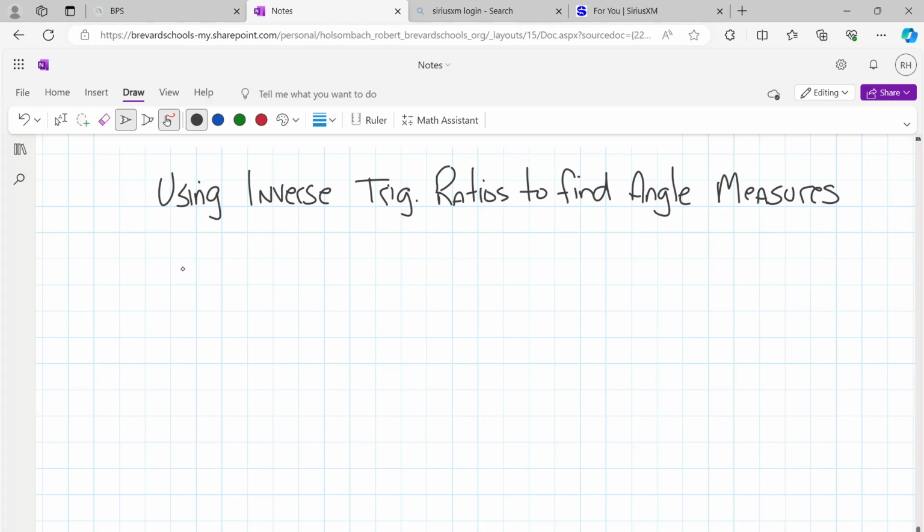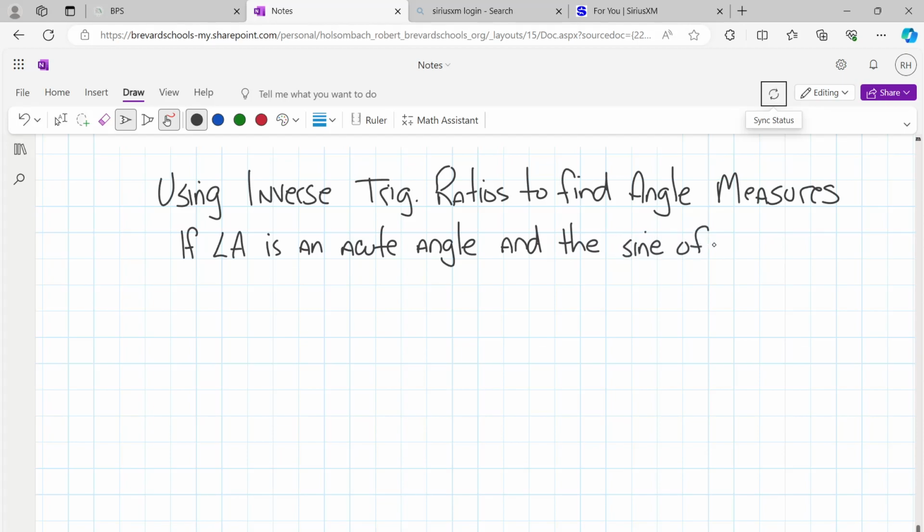That if angle A is an acute angle and the sine of A is x, then the inverse sine of x is the measure of angle A.